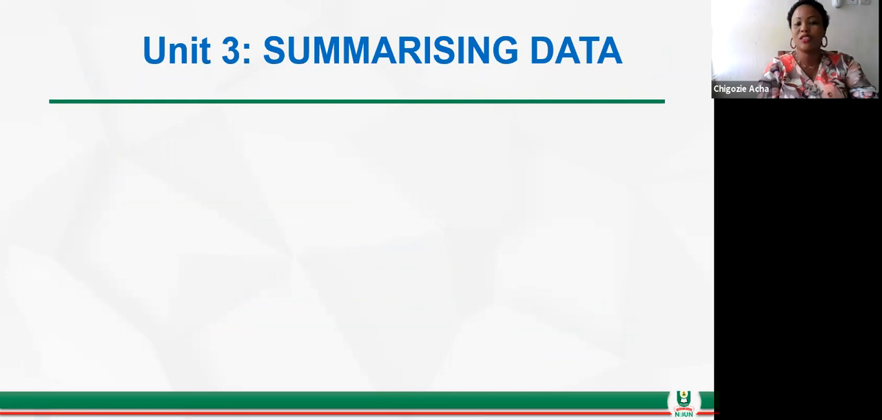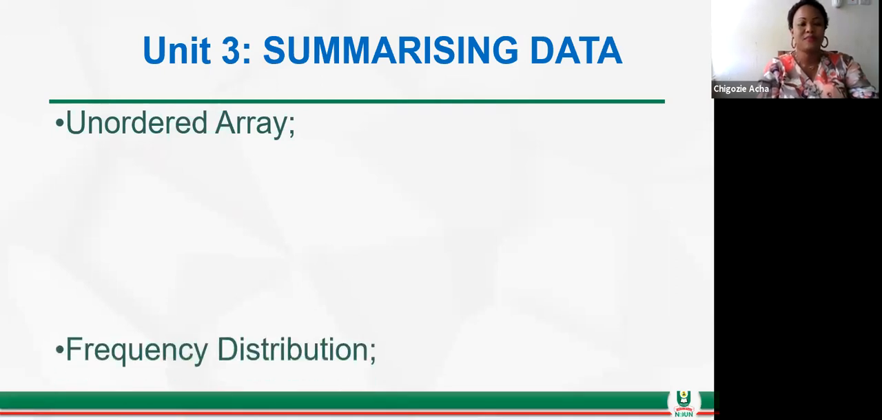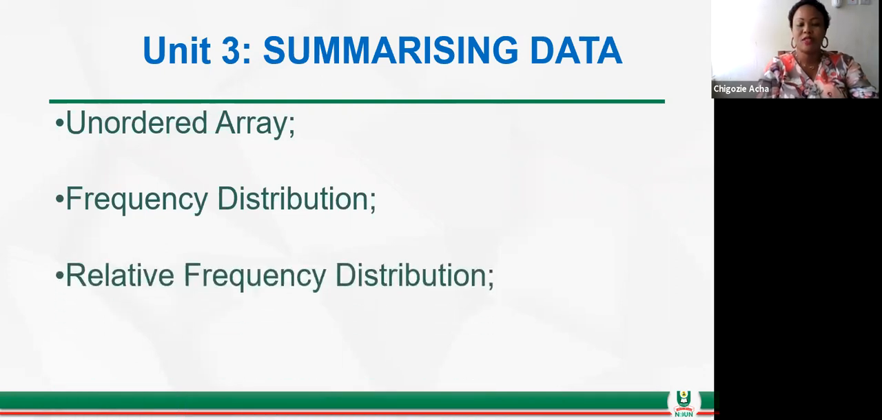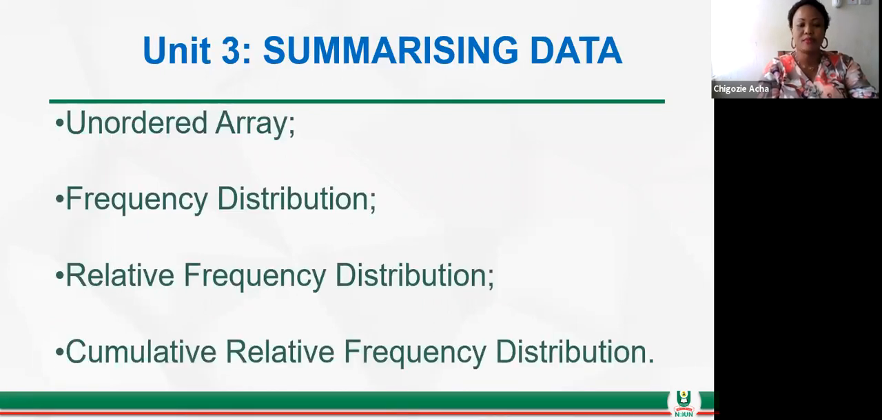Under unit 3, which is summarizing the data, we are going to look at the following: unordered array, frequency distribution, relative frequency distribution, and cumulative frequency distribution. I believe by now you have looked at your course guide, unit 3 and unit 4. They are the 2 units we are going to cover under week 2.